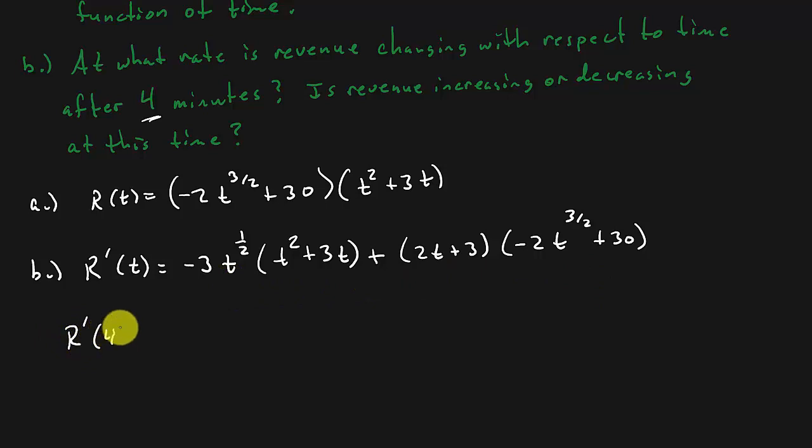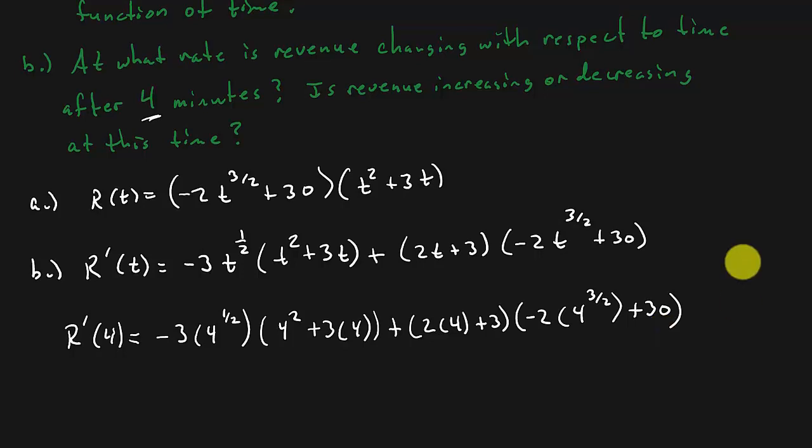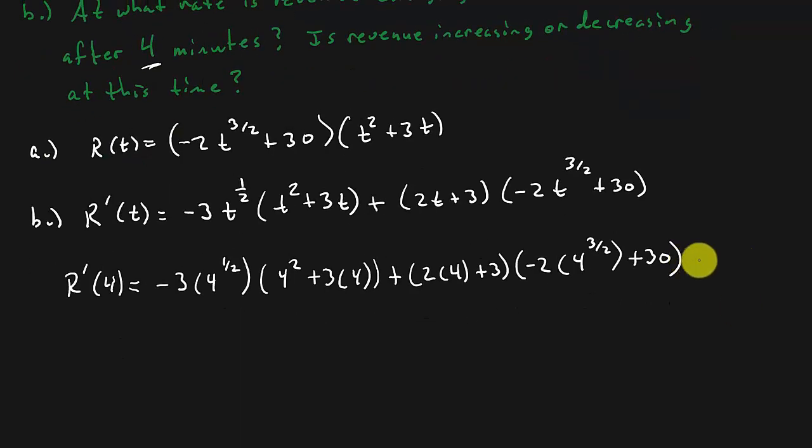So I've got R prime of 4 is equal to negative 3 times 4 to the 1 half times 4 squared plus 3 times 4, plus 2 times 4 plus 3 times negative 2 times 4 to the 3 halves plus 30. And then, hey, punch it in your calculator and you get an answer of, let's see, negative 14. So that's the rate that it's changing.